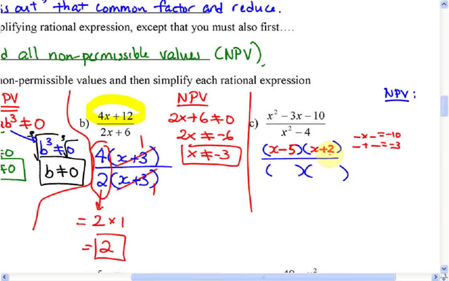X minus 2, x plus 2. Right, difference of squares. Right, Kevin? Difference of squares. Okay. Now, once again, why would I do that first? Because now I think it's pretty easy to find your NPVs.